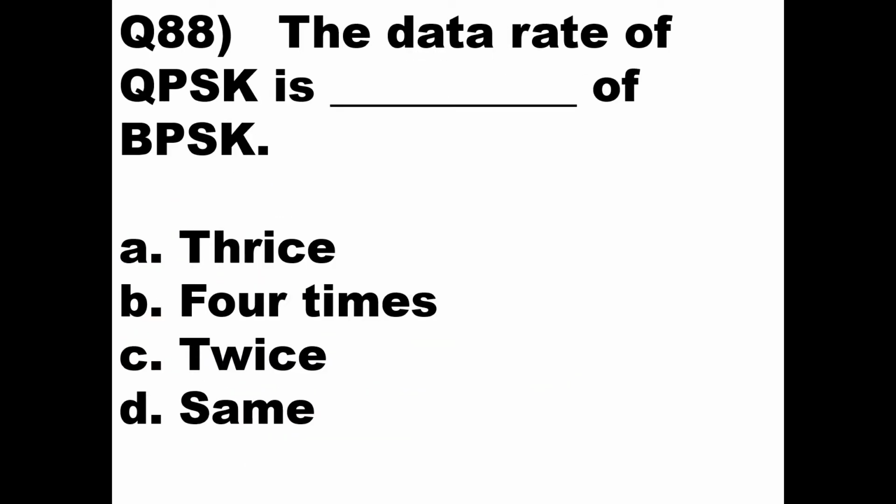Then we'll go to question number 88. The data rate of QPSK is dash of BPSK. QPSK has 2 bits per symbol and BPSK has 1 bit per symbol. That means obviously it will be double. So the data rate should be twice that of BPSK. The answer is C, twice. The data rate of QPSK is twice of BPSK.